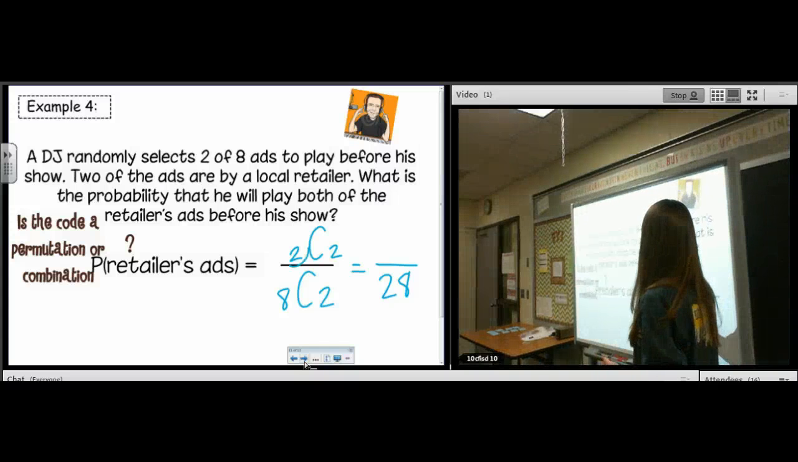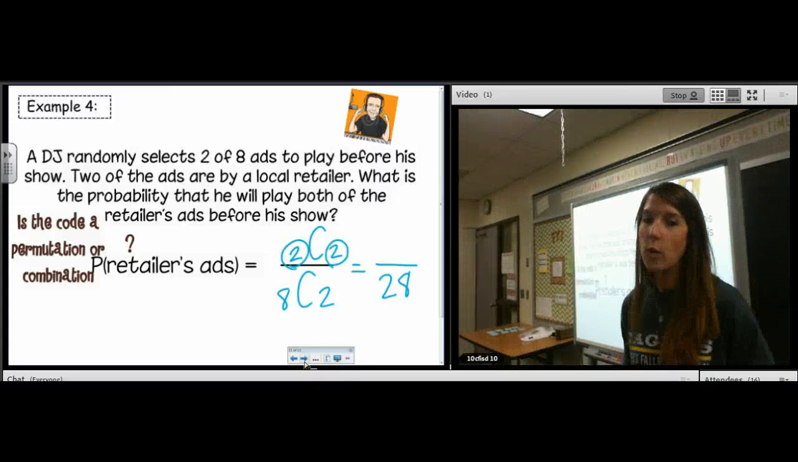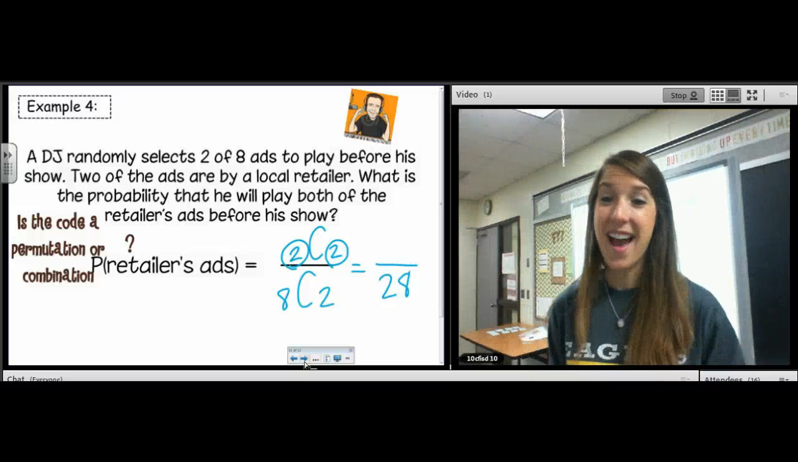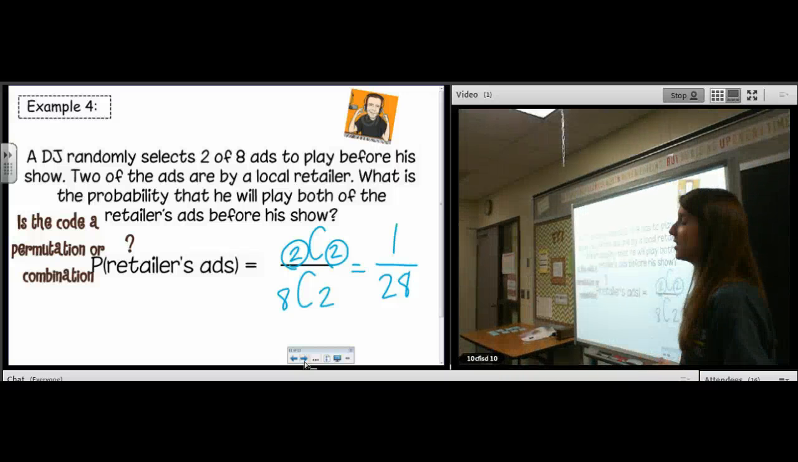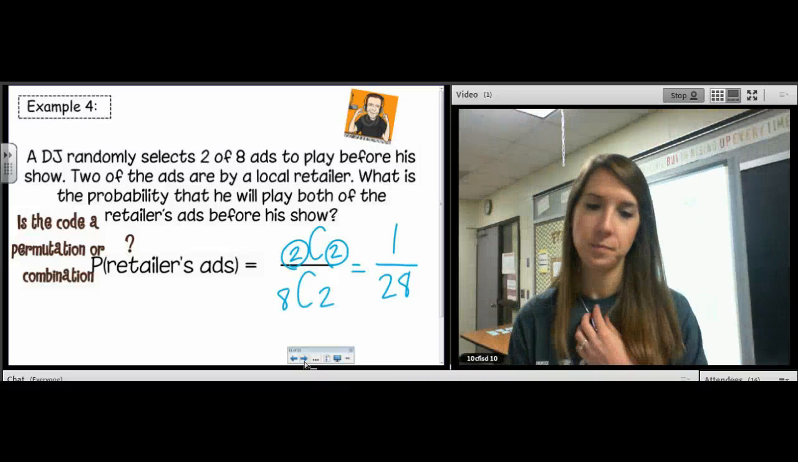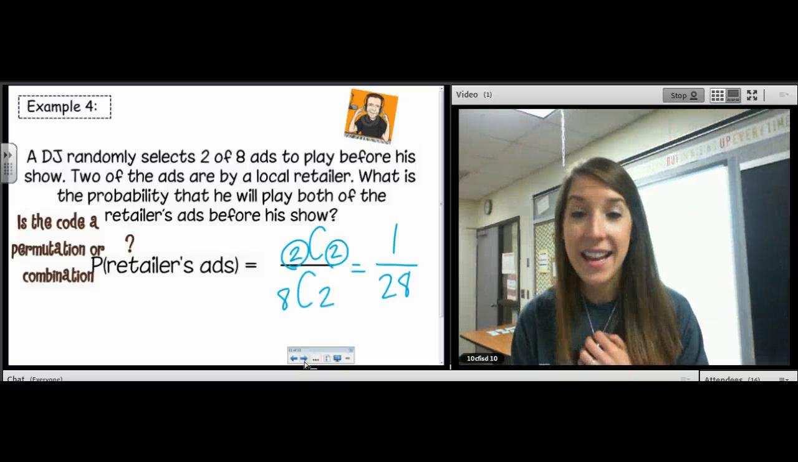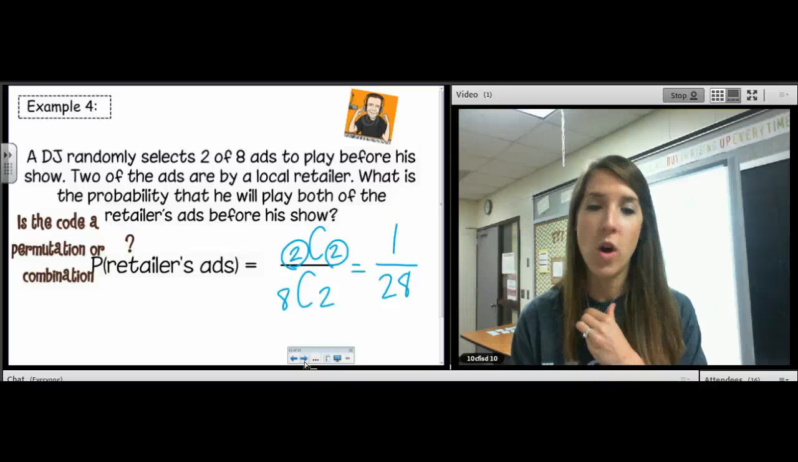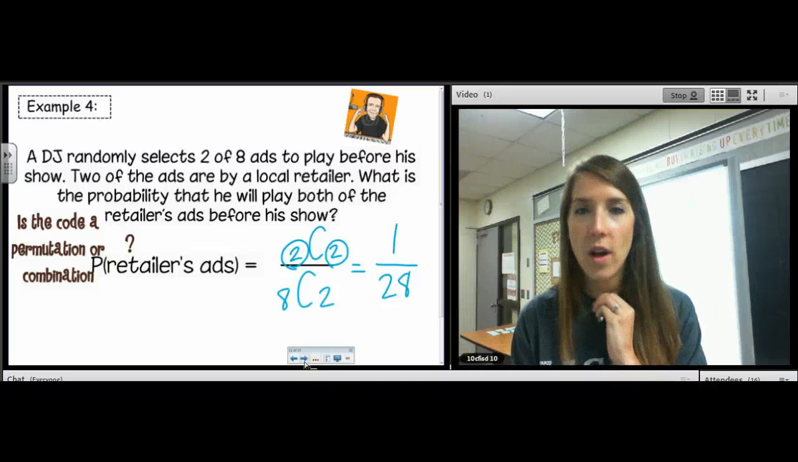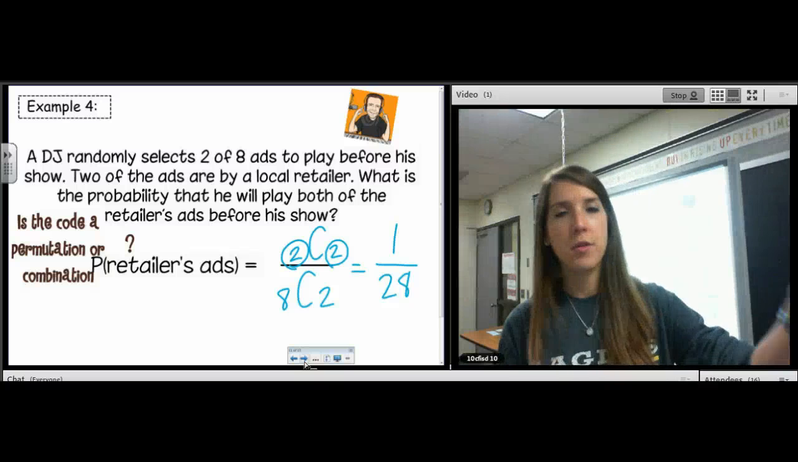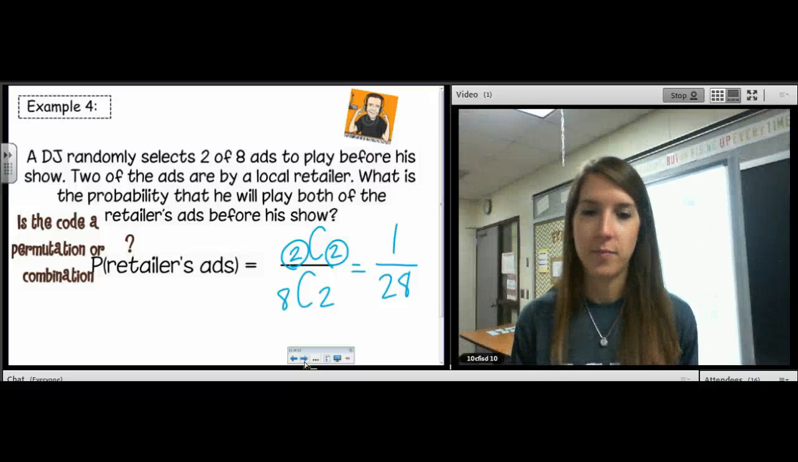There are 2 of them, and I want to choose both of them. What is 2 choose 2? Yeah, there's only one way to choose both of those. So the final answer is 1 out of 28. 1 out of 28 times he would pick both of the McDonald's commercials to play.